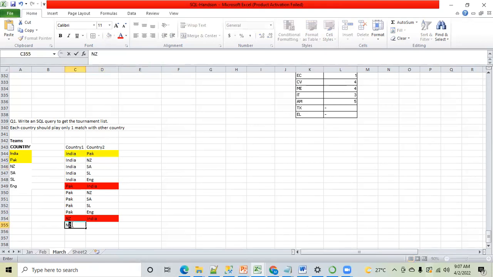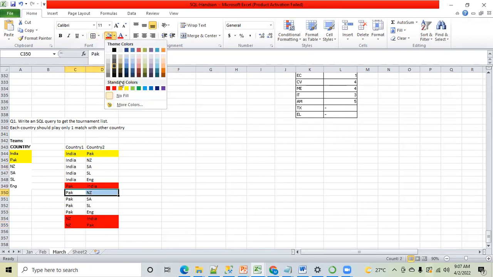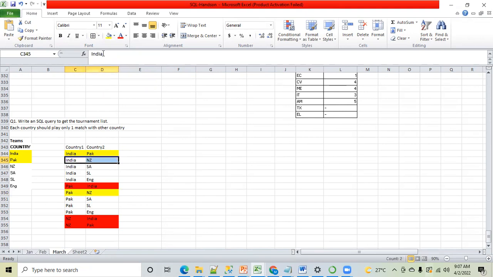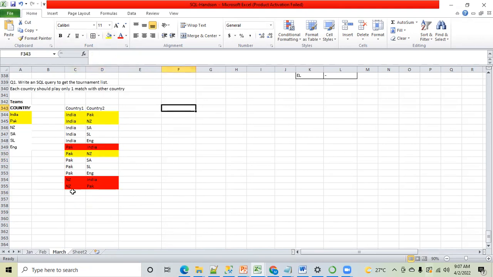Now New Zealand will play with which country? Pakistan. Is this required? Not required. Why? Because we already covered it here. Is it clear? Making sense? Then New Zealand will play with South Africa, Sri Lanka, and England. Like this, I was expecting you guys to create it.